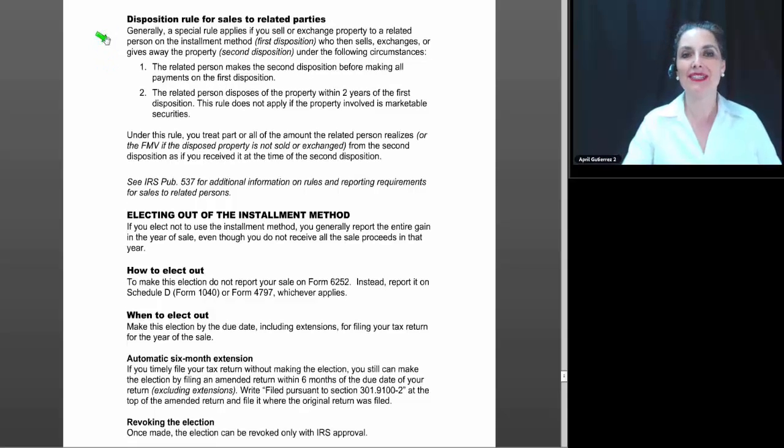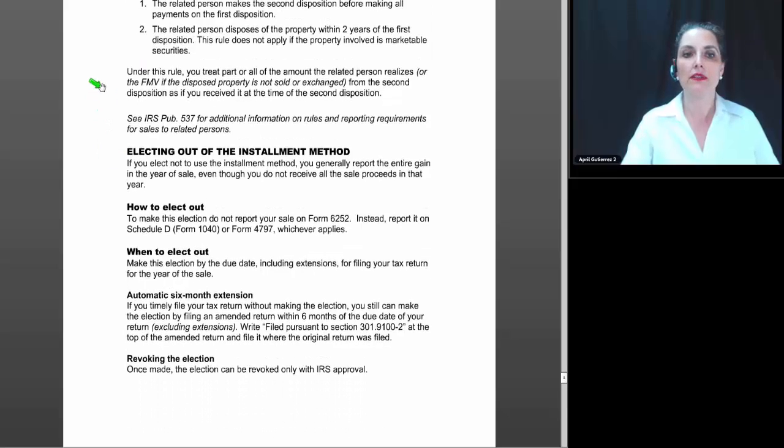Generally, a special rule applies if you sell or exchange property to a related person under the following circumstances. Number 1, the related person makes the second disposition before making all payments on the first disposition, and the related person disposes of the property within 2 years of the first disposition. This rule does not apply if the property involved is marketable securities. Under this rule, you will treat part or all of the amount the related person realizes, or the fair market value of the disposed property if it is not sold or exchanged, from that second disposition as if you received it at the time of the second disposition.